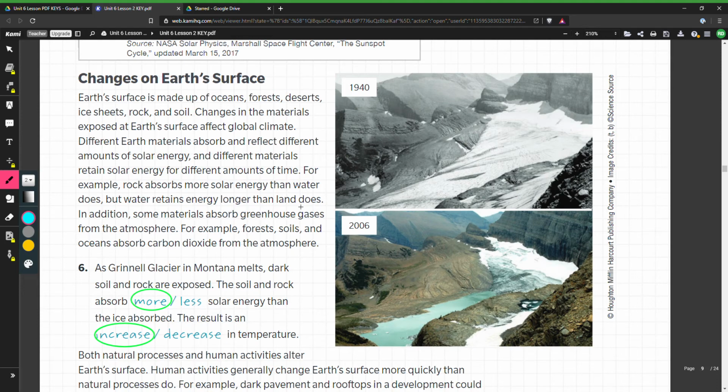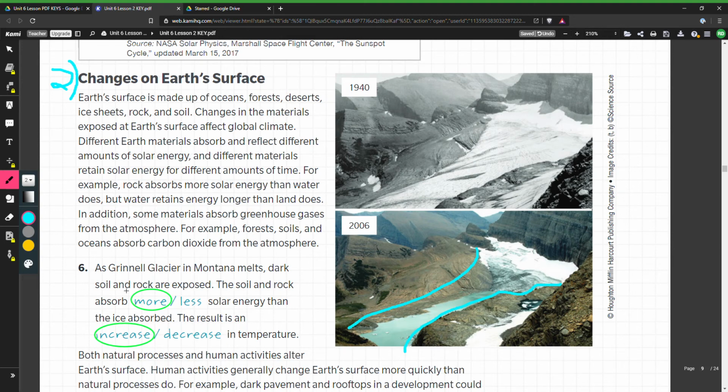We also have changes on our surface. So changes on our surface is the second major thing that affects climate change, is how the Earth's surface is changing. Just in the last 50 years, or this was 66 years apart, these photos, you can see down here, there used to be this glacier going all the way, filling this basically, and that is all ice, and that's all melted.